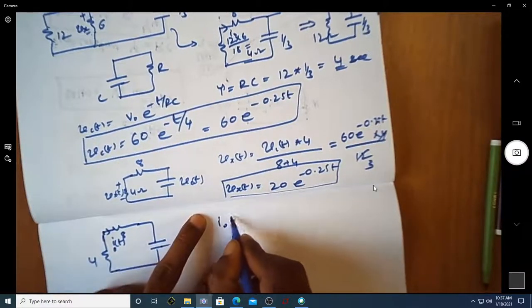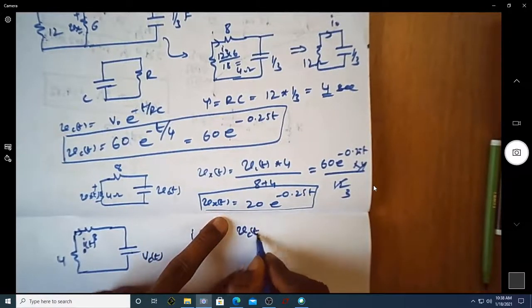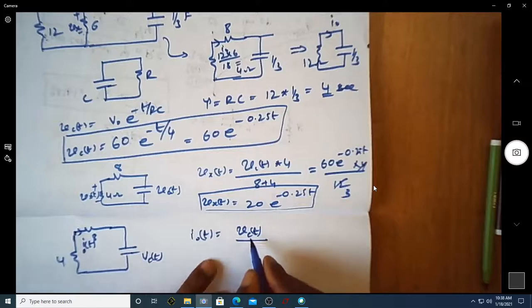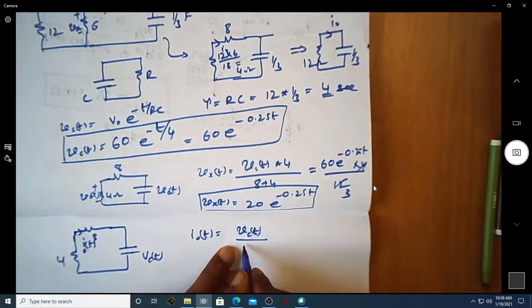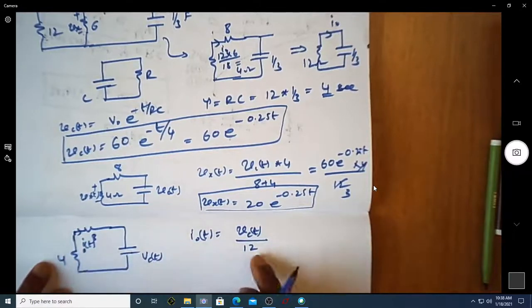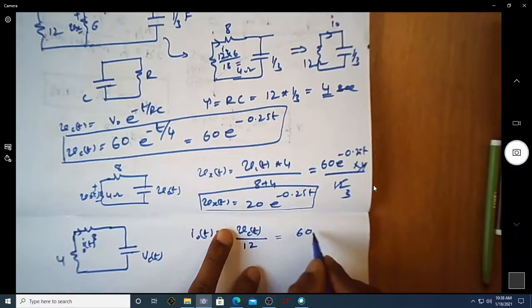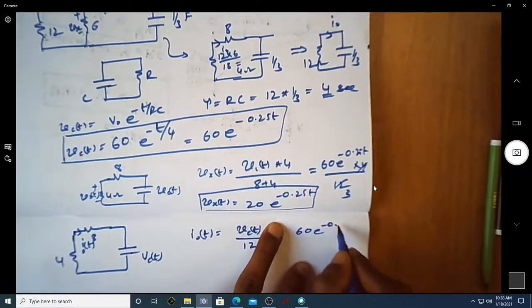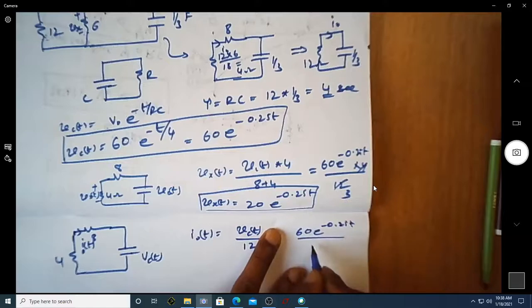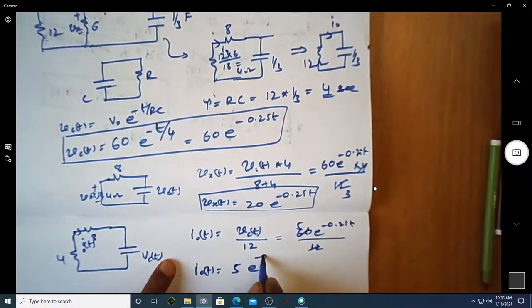I can write I0 of t as Vc of t divided by the entire resistance, that is voltage divided by resistance. The resistance is 12 ohm, because these two are in series. Then I can write it as 60 e power minus 0.25 t by 12, which happens to be 5. So I0 of t is equal to 5 e power minus 0.25 t.